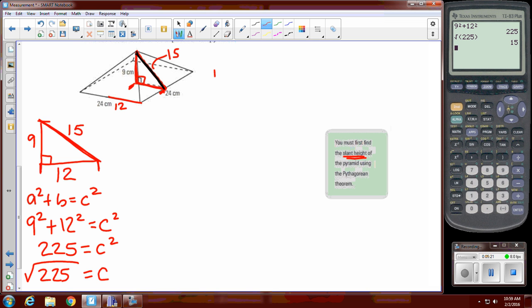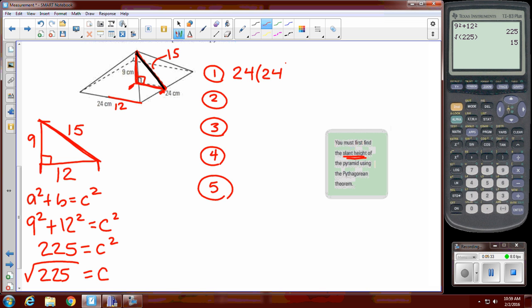Again, we still have 5 sides that we're going to find for the surface area of this pyramid. And again, we'll start with the bottom. It's a square. It's 24 by 24. And we know that from our last example to be 576.